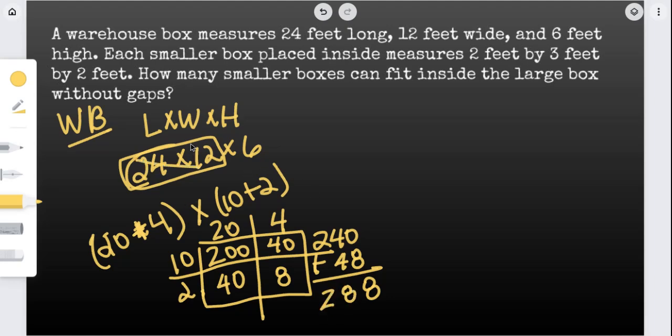But that's just my base area. Now I need to say 288 times 6. So I'm going to move my work up here so that I can put all of this in expanded form.